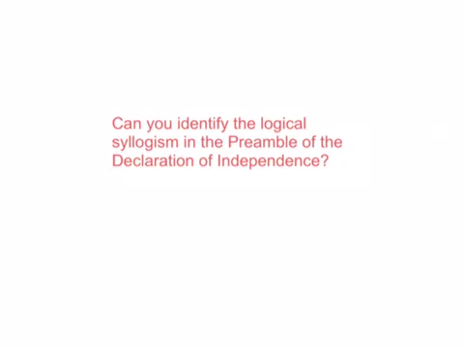And finally, here is your task. Can you identify the logical syllogism in the preamble of the Declaration of Independence? I'll give you a hint. The conclusion is that the colonists have the right to overthrow the British government. That's the conclusion. See if you can identify the two premises that Jefferson establishes that lead to that conclusion.